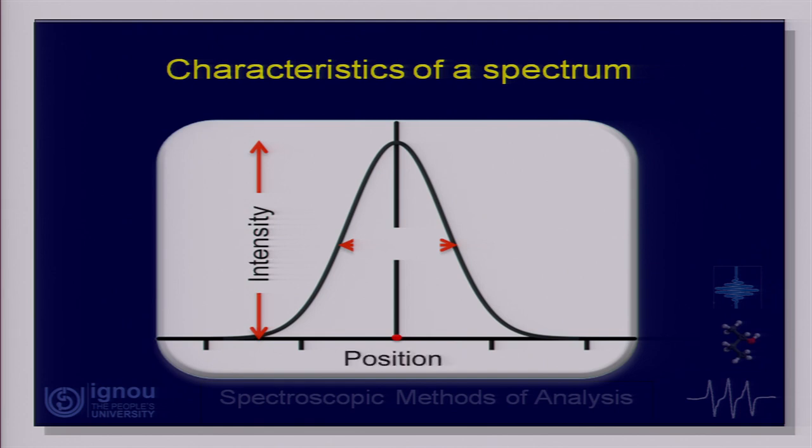Second is the position. That talks about where the band is located on the x-axis. On the x-axis, we typically have wavelength, wave number, or frequency. And this is some measure of the extent of absorption. We'll talk about that in a short while from now. And the third characteristic happens to be the width, how broad the signal is. Okay, let's talk about each one of them one by one in great detail.